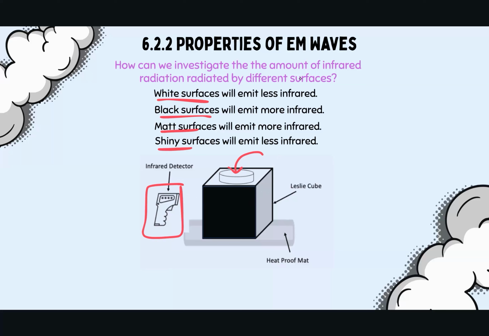And what that shows is how much each surface emits. Now, a surface can only emit if it absorbs. So usually emitting is an indicator of how well it absorbs as well. So white surfaces will emit less. Black surfaces will emit the most. Matte surfaces will also emit a lot more infrared radiation. Shiny surfaces will emit less. That's because white and shiny are not good absorbers, they're better at reflecting.